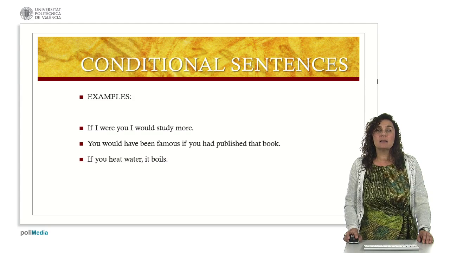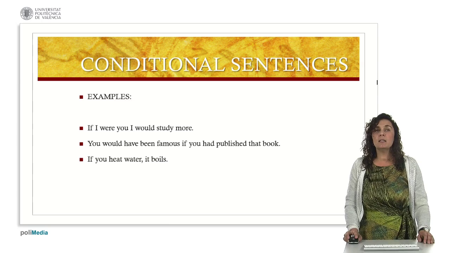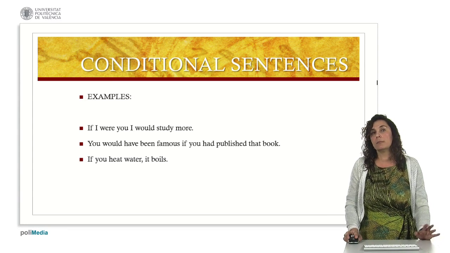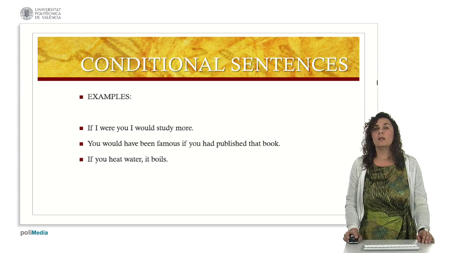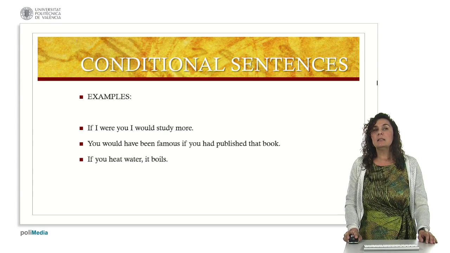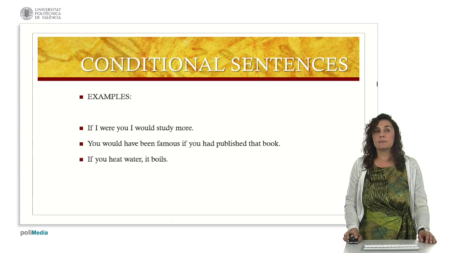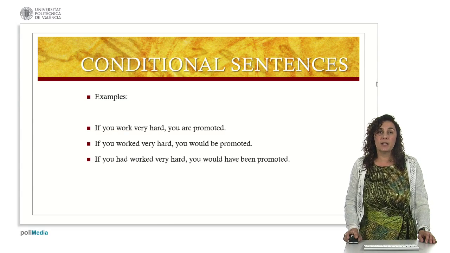And the second example is about the third conditional. It's impossible. We are talking about the past. You would have been famous if you had published that book, right? We are thinking about the condition that could have happened in the past. And the last one, the third one, is about the first conditional. If you heat water, it boils, right? Present and present. More examples here.